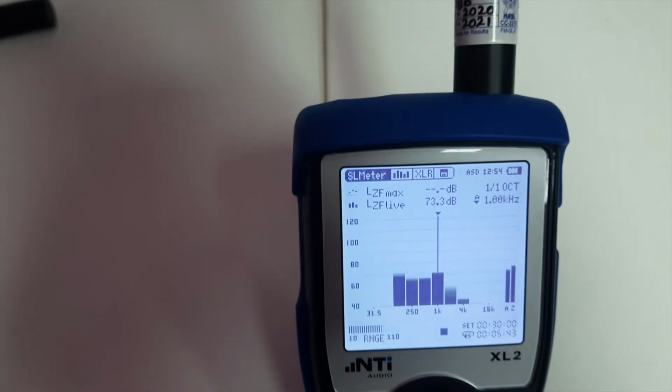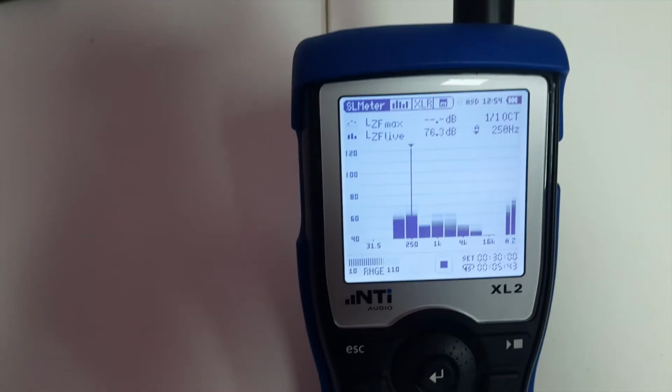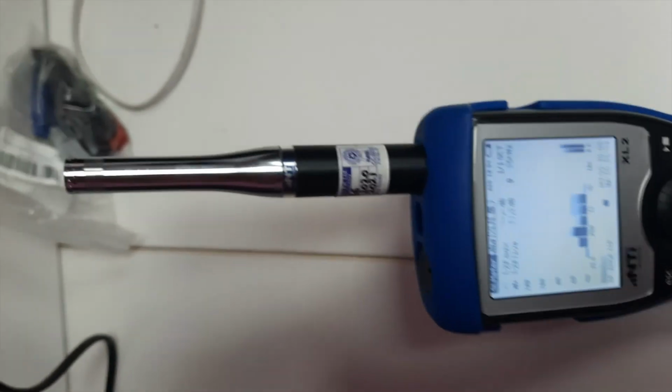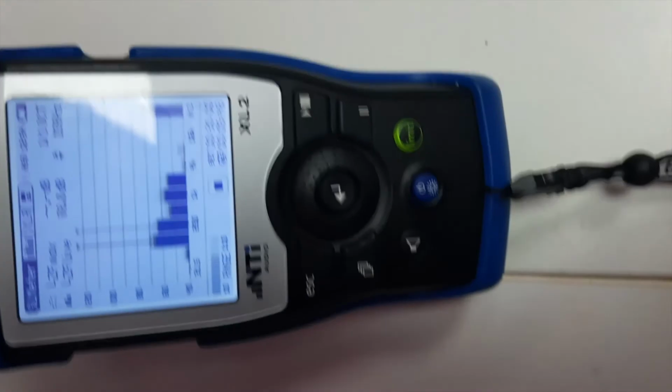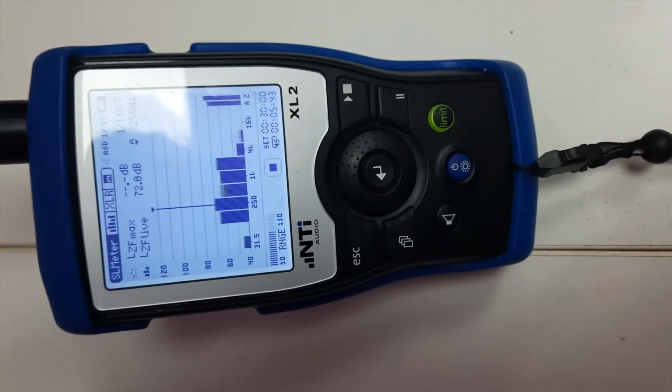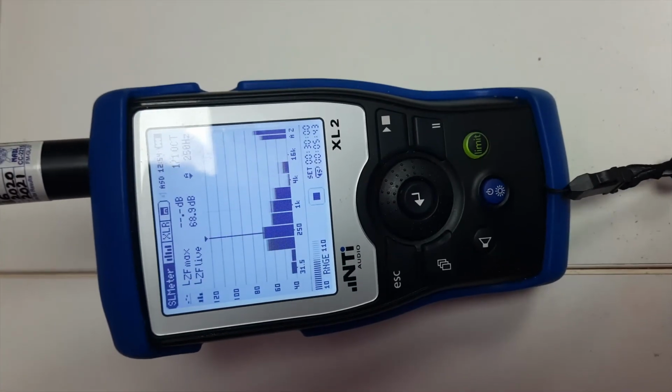So I hope this video helped you guys. And one more thing I want to tell you is this is a sound level meter. At the very tip is the microphone, and the main body is the analyzer and the brains of the sound analyzer or sound level meter.